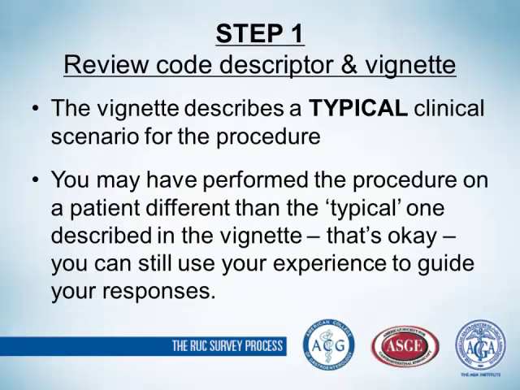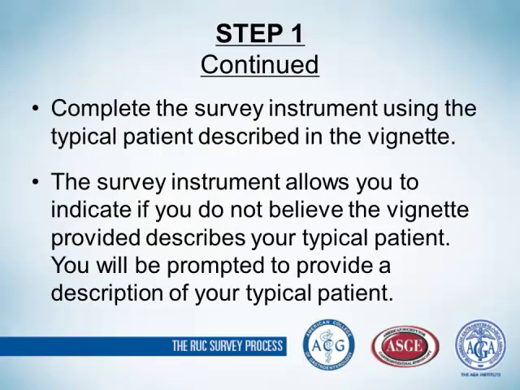Step 1. The vignette describes a typical clinical scenario for the procedure. Now, you may have performed the procedure on a patient different than the typical one described in the vignette, and that's okay. You can still use your experience to guide your responses. So we ask you to complete the survey instrument using the typical patient described in the vignette. At the same time, the survey instrument allows you to indicate if you do not believe the vignette provided describes your typical patient. You will be prompted to provide us a description of your typical patient.